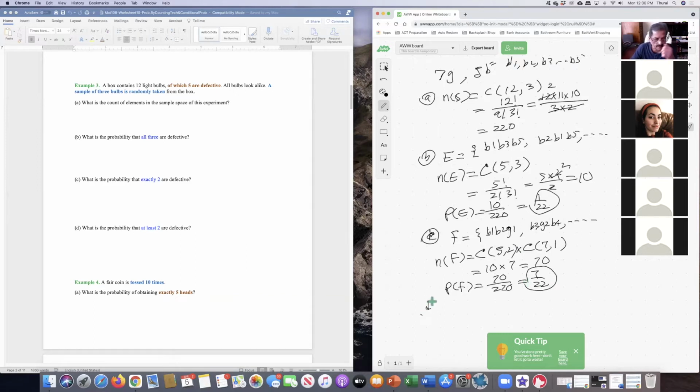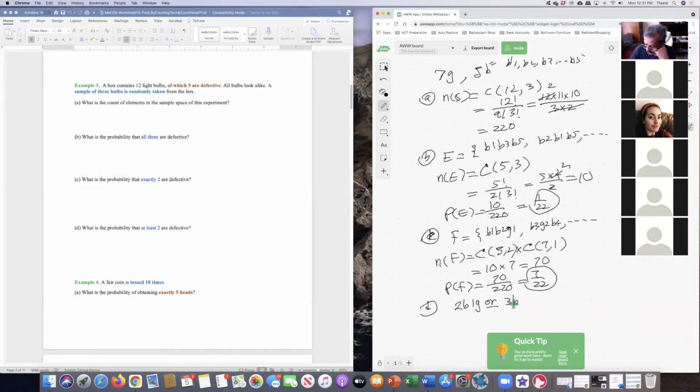Part D says, what is the probability that at least 2 are defective? That means 2 or more defective. So 2 bad, we're selecting only 1 good. So 2 bad, 1 good, or three bad, all three bad, because at least two defective means two or more defective. So two bad and one good is one possibility, or three bad is the only other possibility, and that's it.